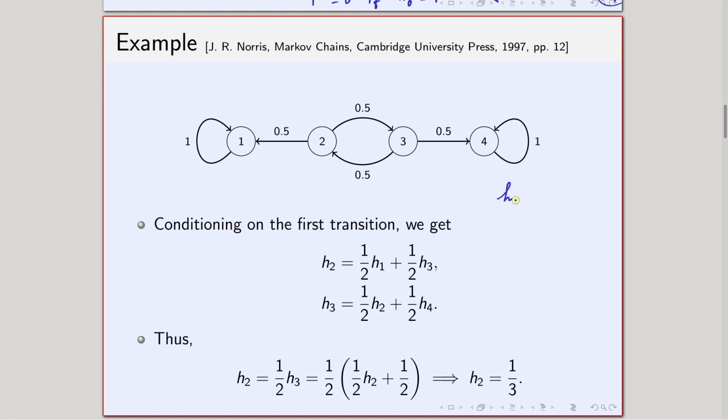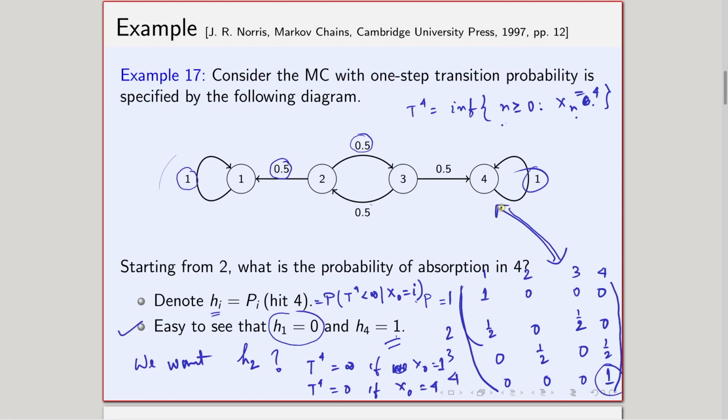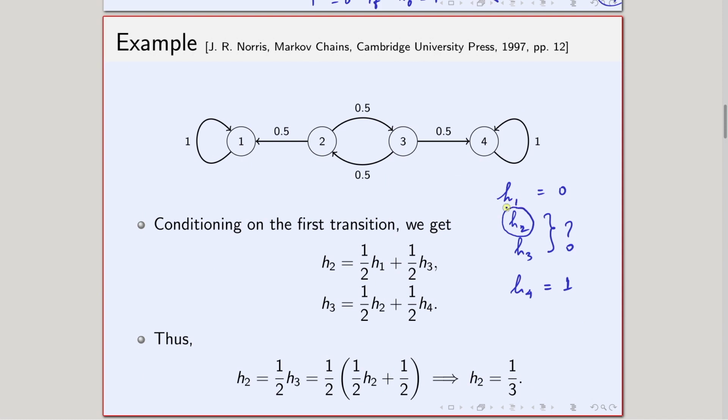So I got H1 which is 0, I got H4 which is 1. Now in between I have H2 and H3. I have to find out what these two values are. Two extremes we have found, and in between I have H2 and H3, and I try to find out these values. In particular in this case I am interested in H2 only, because I try to find out starting from 2 what is the probability of absorption in 4. So I am basically interested in H2.